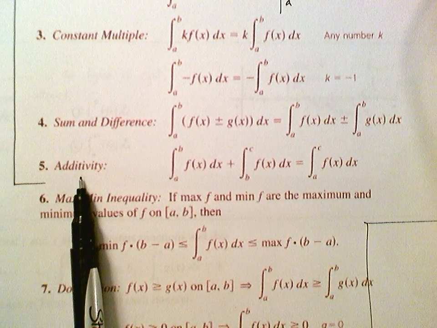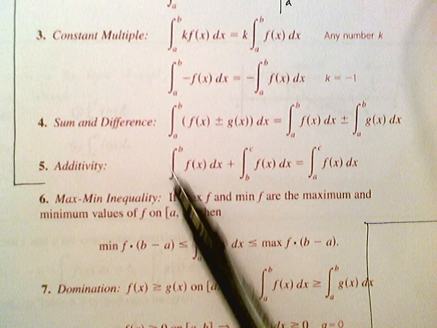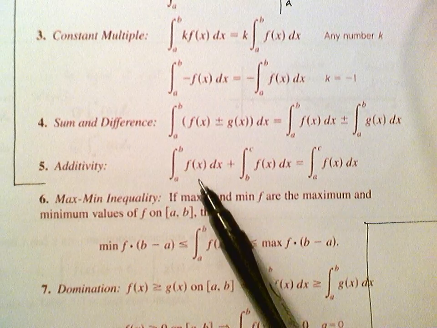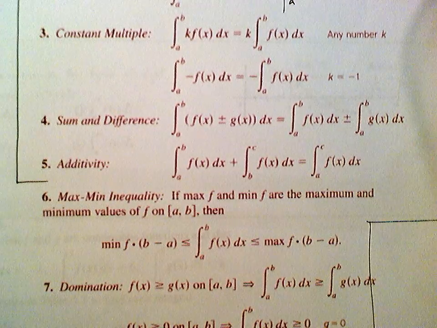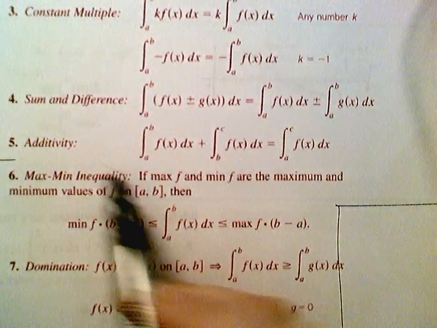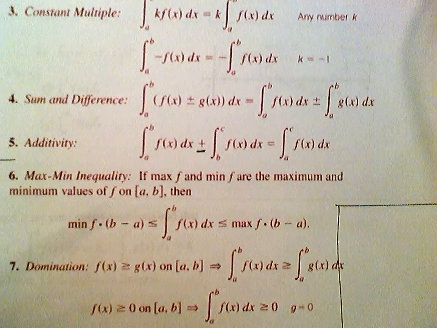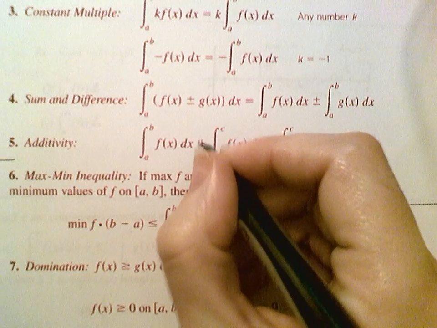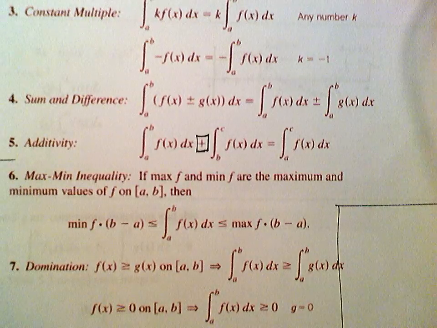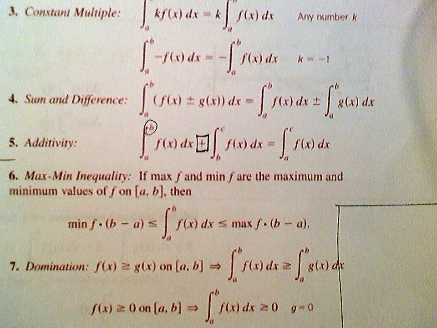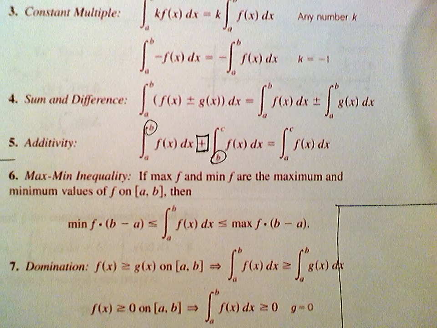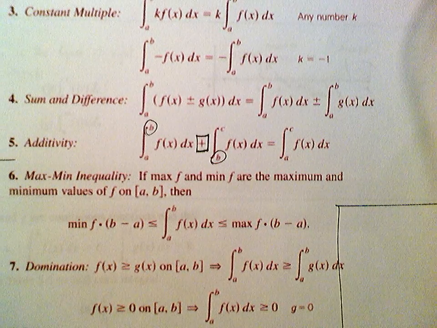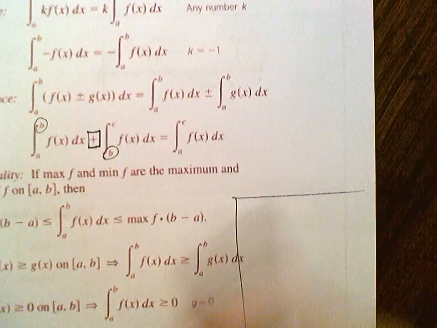Additivity, this is a nice one, says that the integral from a to b of f of x plus the integral from b to c of f of x equals the integral from a to c of f of x. This one you want to look out for. It's additivity, so you need a plus sign there. And the upper limit of integration of one integral needs to be the same as the lower integration limit of the other integral. Now let me just show you what this means.